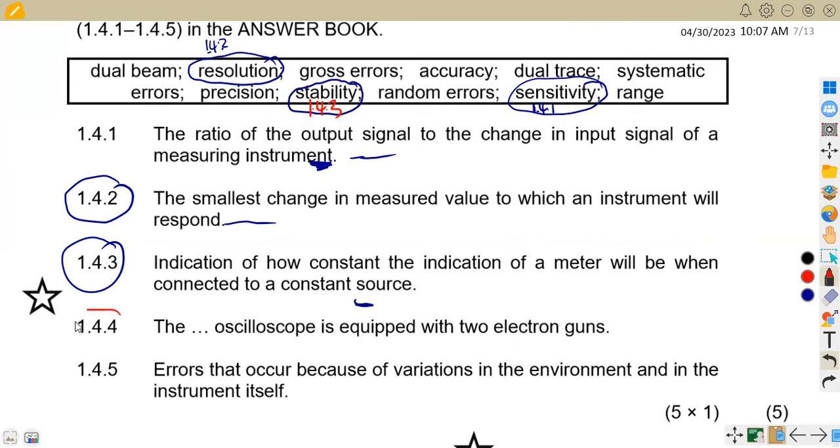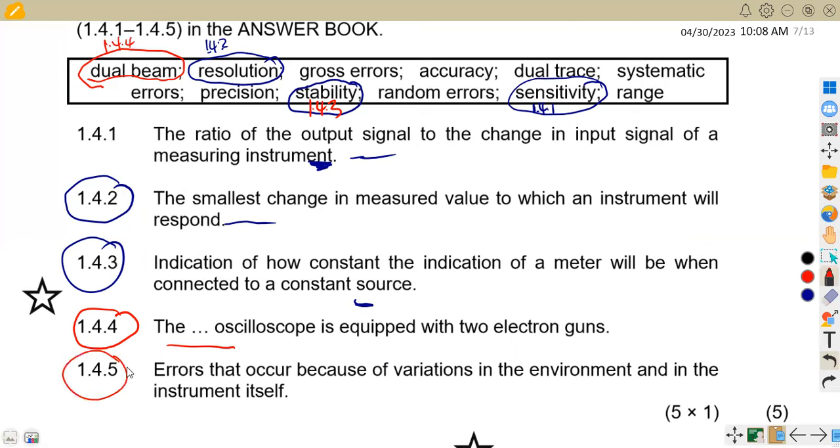All right. 1.44, the oscilloscope that is equipped with two electron guns. Which oscilloscope is that? That's a dual beam oscilloscope. All right. Do we have a dual beam? Yes, we've got a dual beam here. So that's 1.44. A dual beam oscilloscope is equipped with the two electron guns.